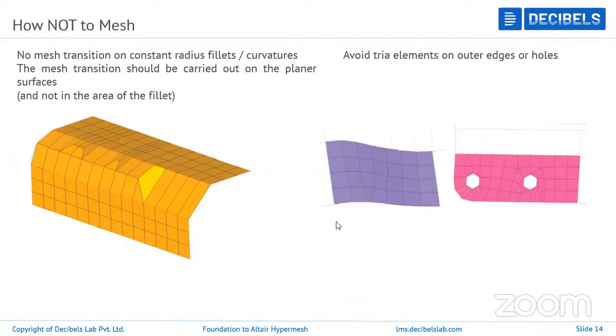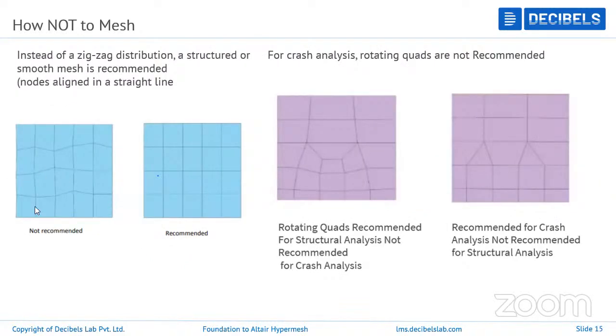Next one: zigzag meshing is not allowed, and one is recommended for crash analysis. This kind of mesh is not allowed all the way unless it is specifically mentioned.